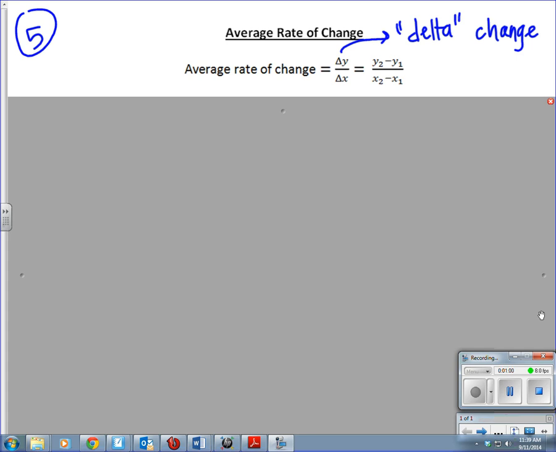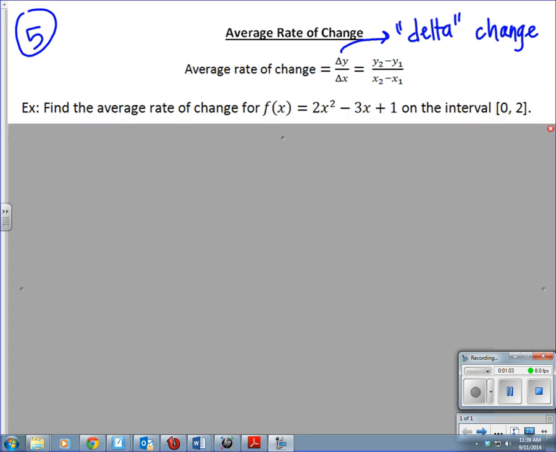Okay? So go ahead and write this problem. We are going to find the average rate of change for f of x equals 2x squared minus 3x plus 1 on the interval [0, 2]. And that interval has brackets because we are actually going to use 0 and use 2, because we're going to plug them in to our function.